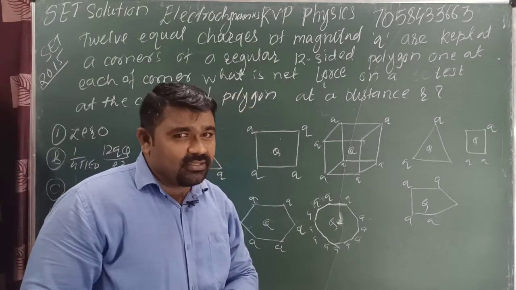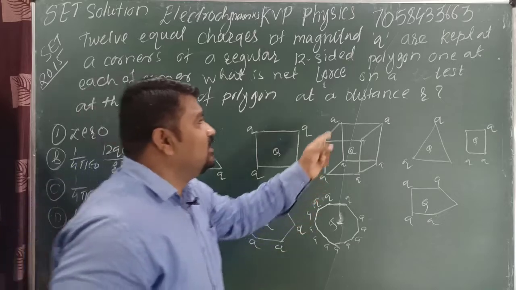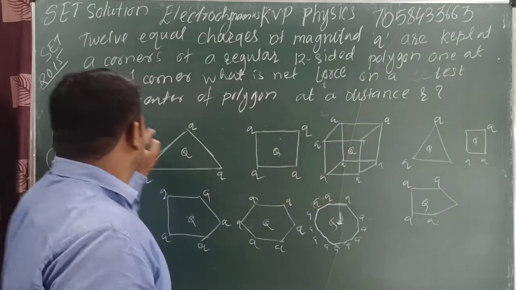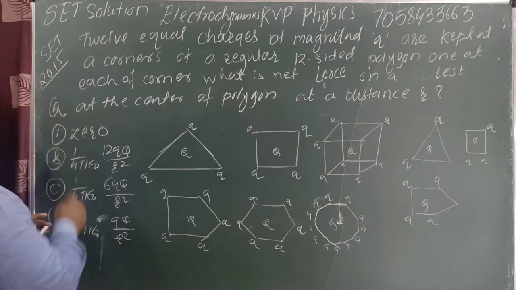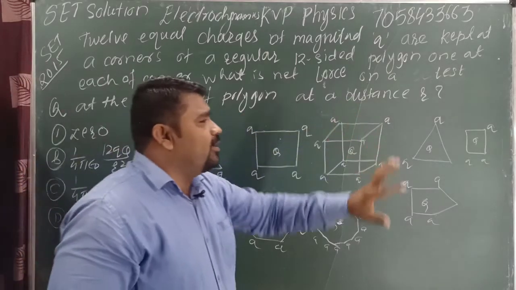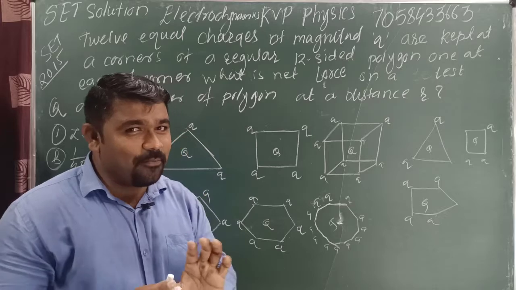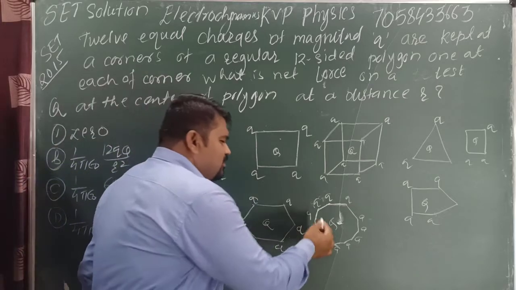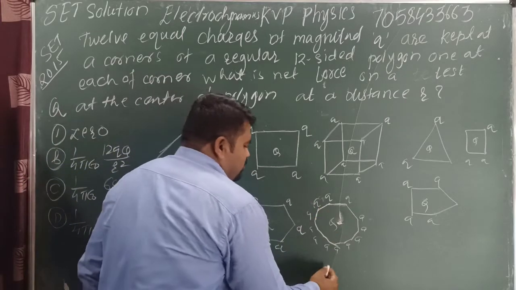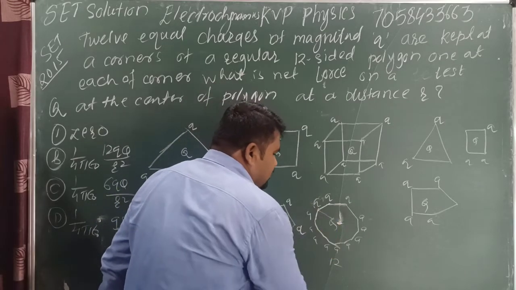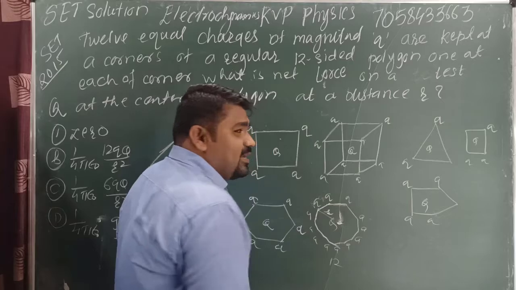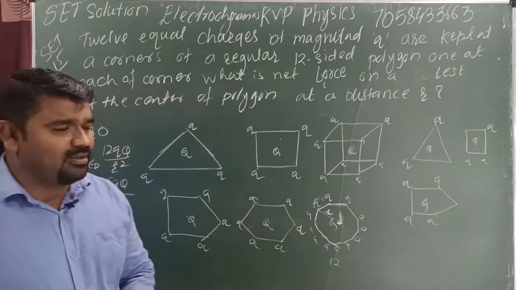What is the net force on a test charge capital Q at the center of the polygon at a distance r? Center of the polygon at a distance r. Suppose we consider 12 charges, we can place the capital Q at the center of this one. And what is the distance here? Small r. The distance is small.